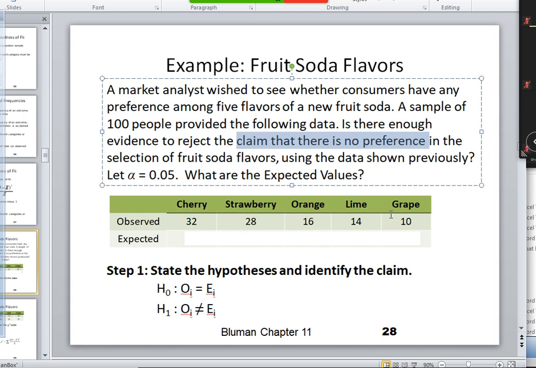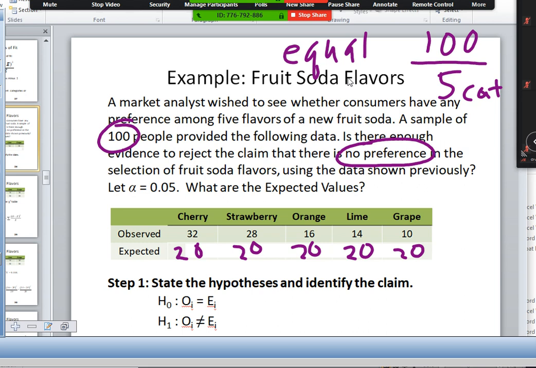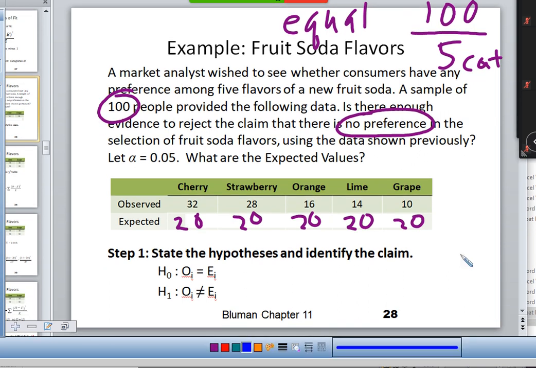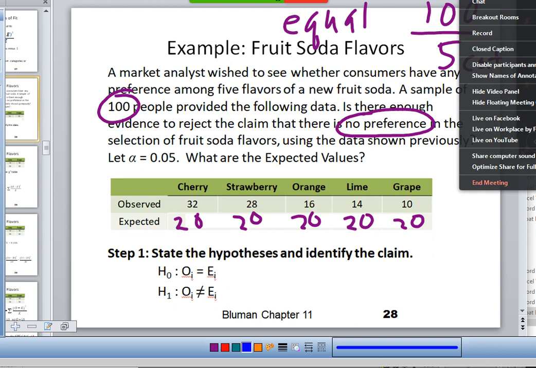They should be random. So I have 100 people, and there's no preference, so 100 people split amongst these 5 categories equally. That will be 100 divided by 5. So they're equal, 100 divided by 5 categories, 20 in each. That sort of makes sense for folks? Yeah. Okay, great, thank you.